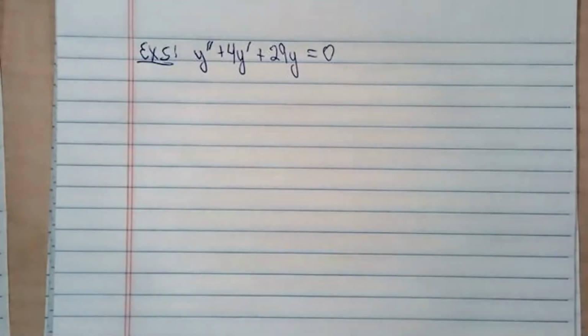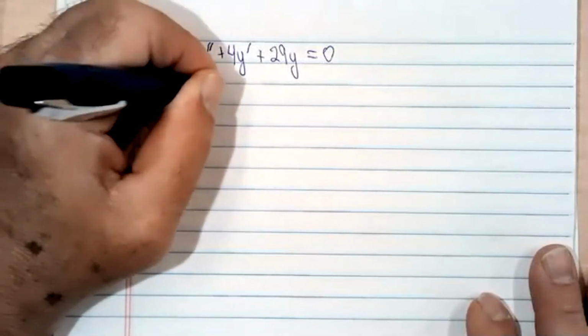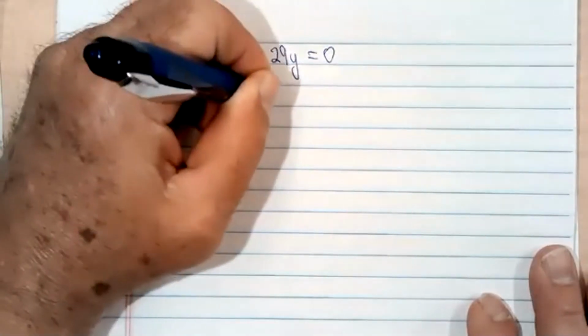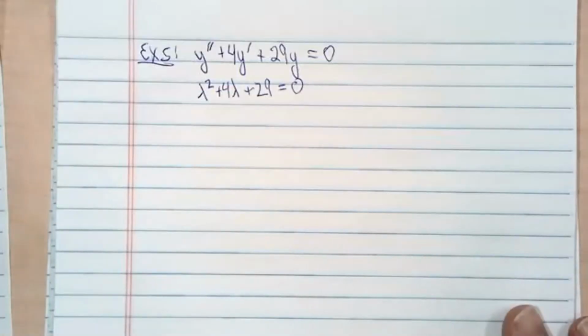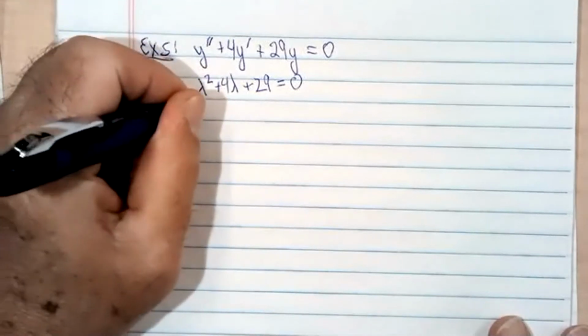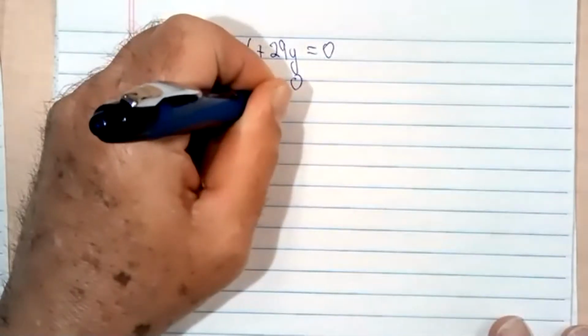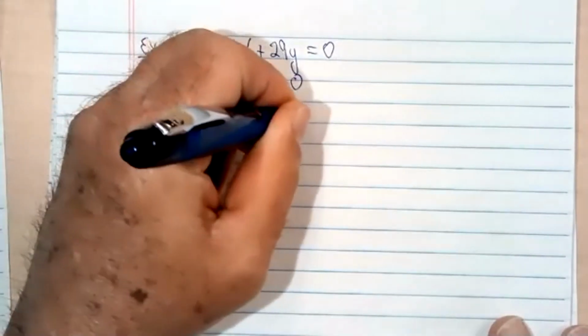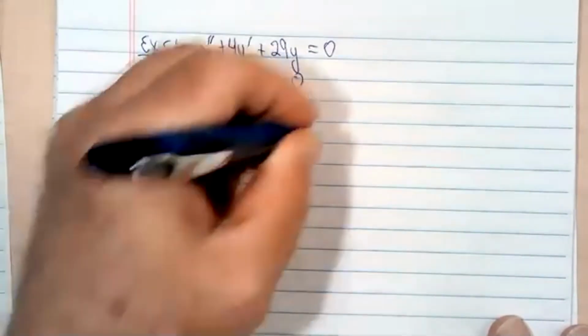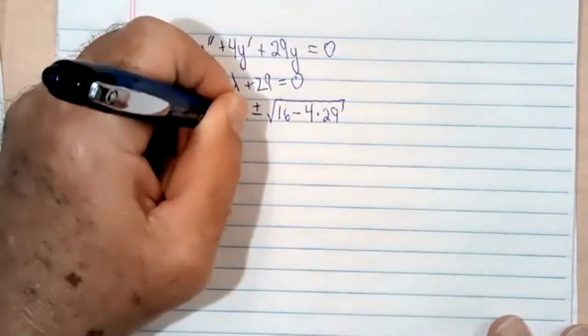Okay, y double prime plus 4y prime plus 29y. 29 is a prime number, so already looking like trouble, right? Well, let's write out the characteristic equation. And since 29 is prime, there's no way this is going to factor. So we'll have to use the quadratic formula. Negative b plus or minus the square root of b squared, 16, minus 4 times a times c, 29, over 2a.